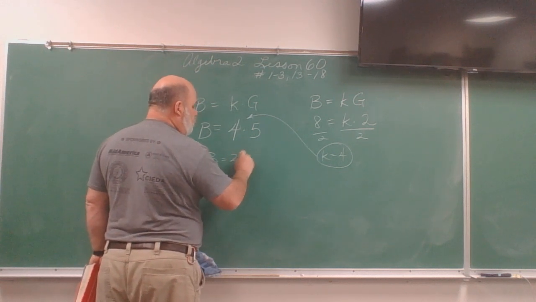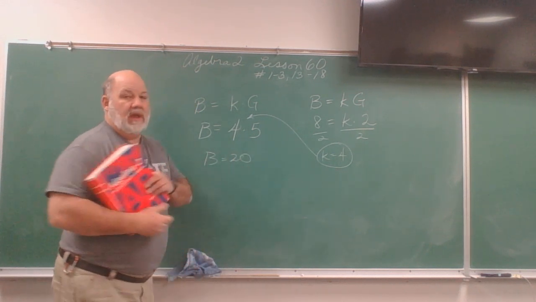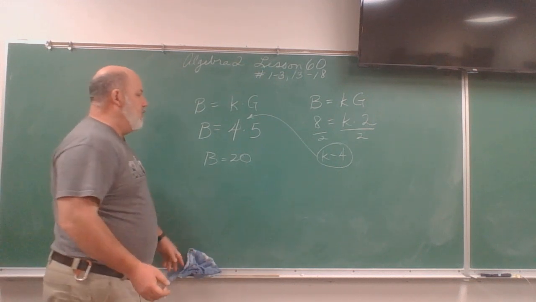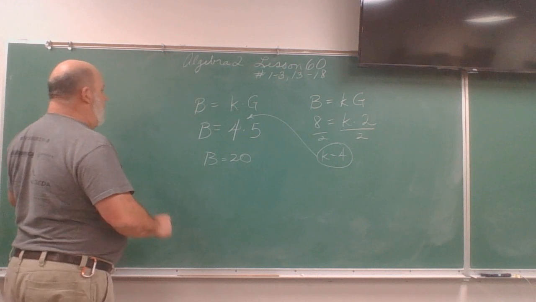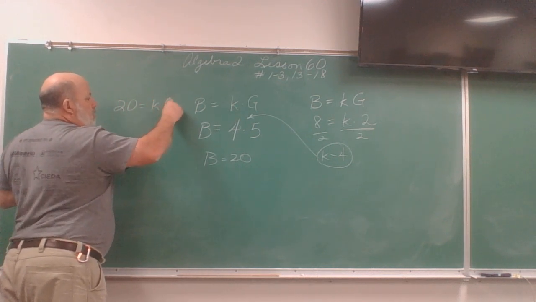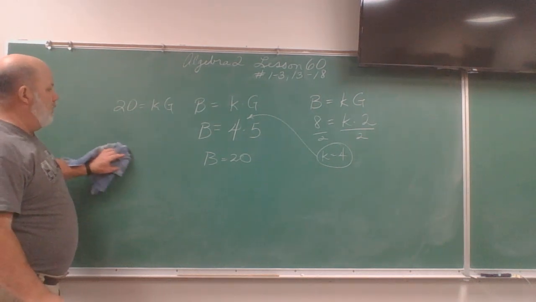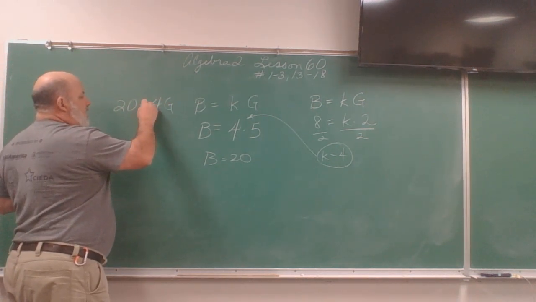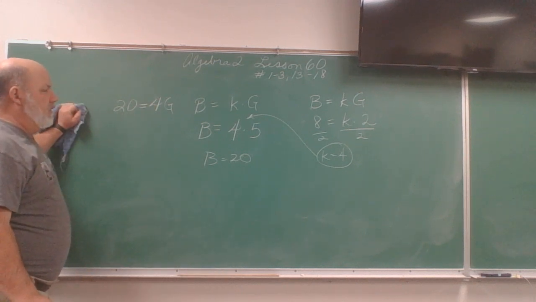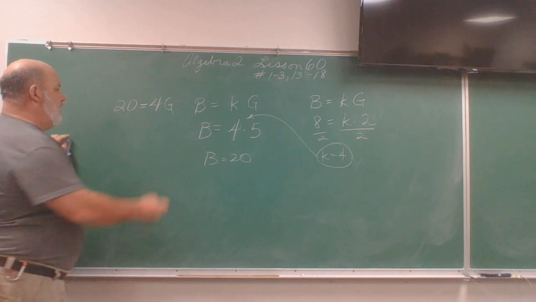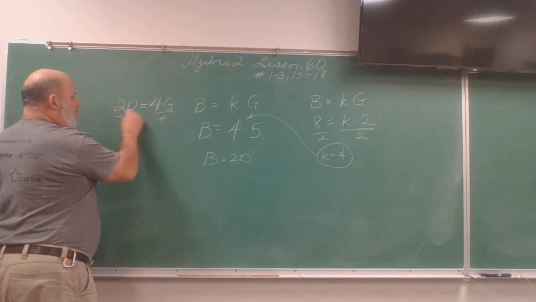There were 20 boys in that room. They could have very easily said, okay, if there were 20 boys in a room, how many girls were there? Well, we would still put that number 4 in for the K and then solve for the number of girls. How do you get that by itself? Oh, divide by 4, divide by 4.